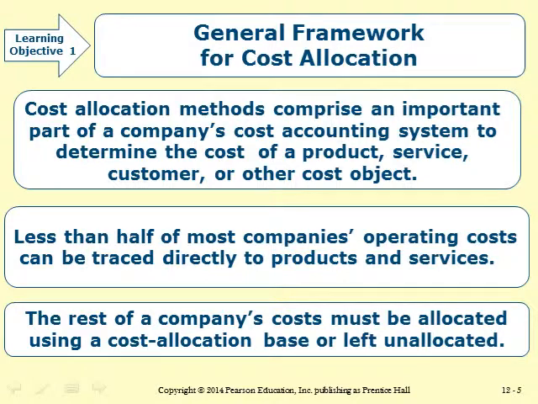Cost allocation methods are an important part of a company's cost accounting systems, which are, as we talked about earlier, the techniques it uses to determine the cost of a product, service, customer, or other cost objective. Why are these allocations important? It's because less than half of a company's operating costs can be traced directly to products and services. The rest of the company's costs must either be allocated using a cost allocation base or left unallocated.